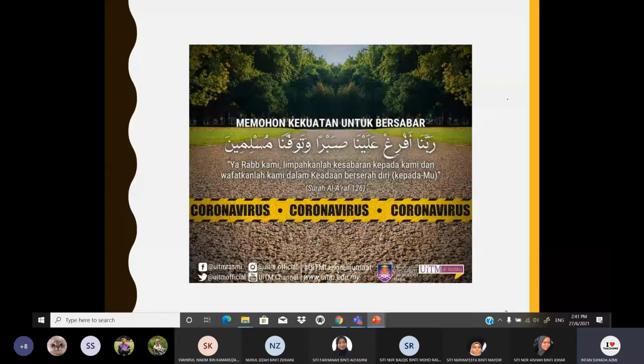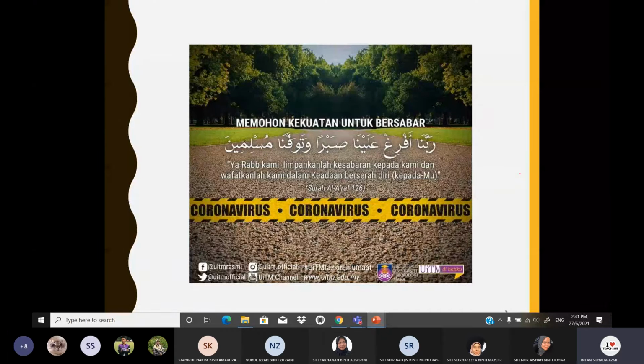Before we start, I just want to give a few words of encouragement. This is a doa for us to ask Allah to give us strength to be patient. Rabbana afrigh alayna sabran wa tawaffana muslimin. In this situation right now, during this COVID-19 pandemic, I feel that we need this dua. May Allah strengthen the passion of all of us in facing this trial, inshallah.